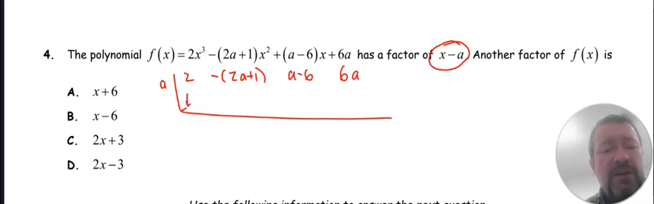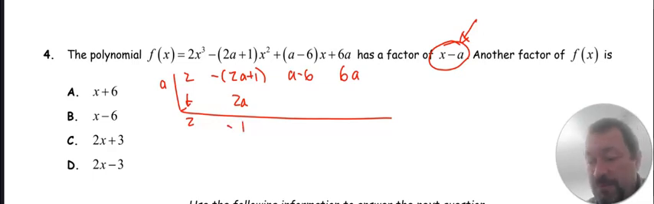So I'm going to bring down the 2 and then multiply the 2 by the a. So we're going to get 2a. And because I've put outside the opposite sign to what I'm seeing in my binomial divisor, I'm going to add here. So this is going to become negative 2a minus 1. Add 2a is just going to get me negative 1.